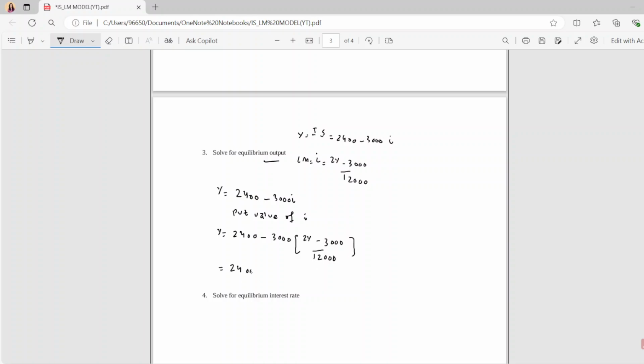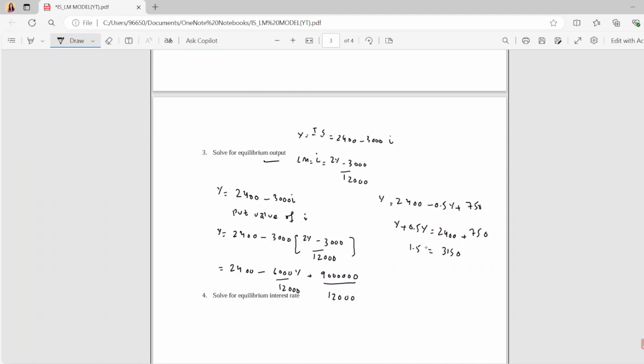Solving from here, 2400 minus 6000y divided by 12,000, and minus and minus will be plus. Dividing, it will be 2400 minus 0.5y plus 750, and this here is just y. Bring that y to the other side, and it's going to be positive 0.5y, and on this side 2400 plus 750. Simplifying from here, we get 1.5y.